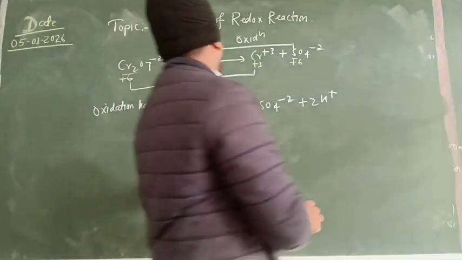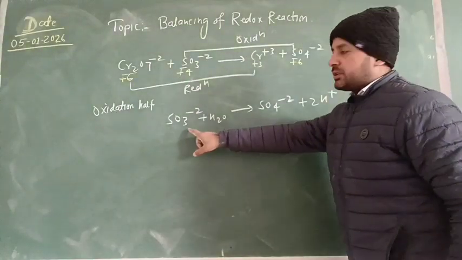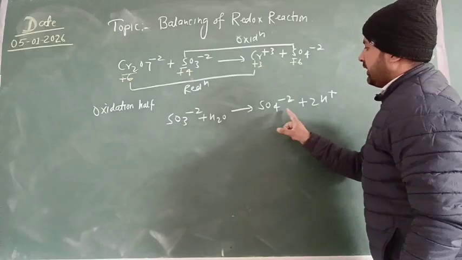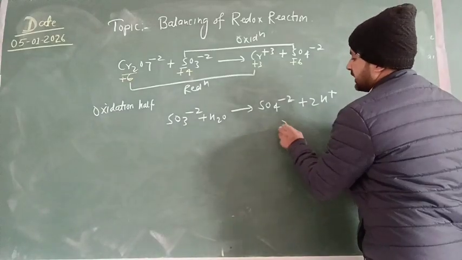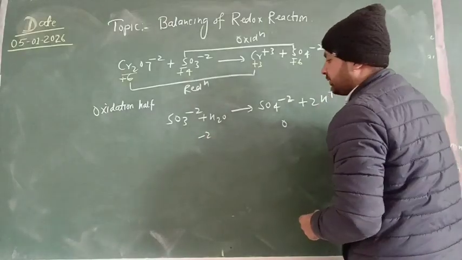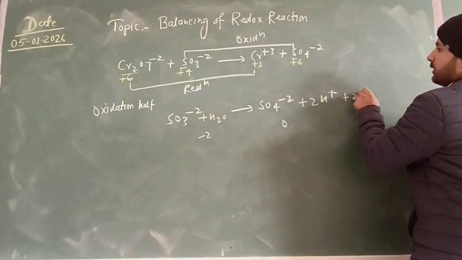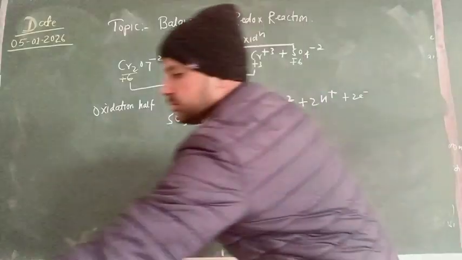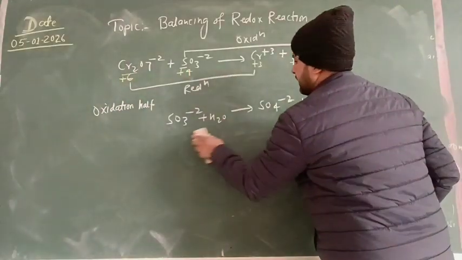So here we can say overall charge is minus 2, here minus 2 plus 2. So here charge is 0 because minus 2 plus 2 is 0. Here overall charge is minus 2, so we have to add 2 electrons on this side. Okay. So in this way charge and atom is balanced.